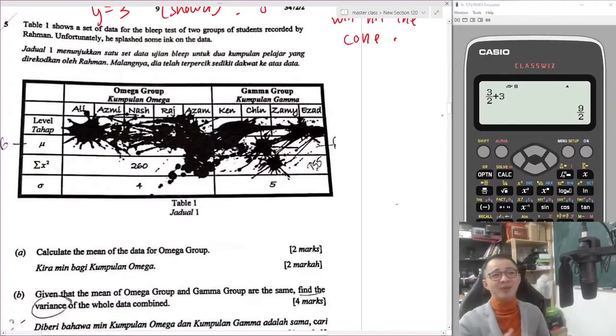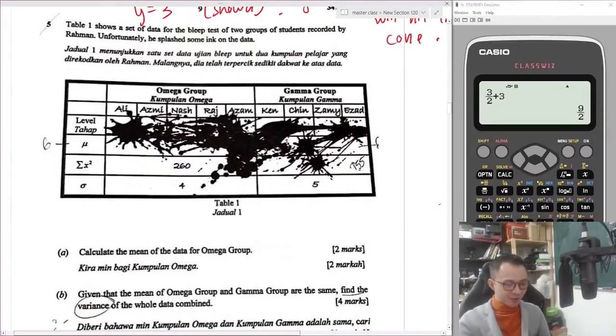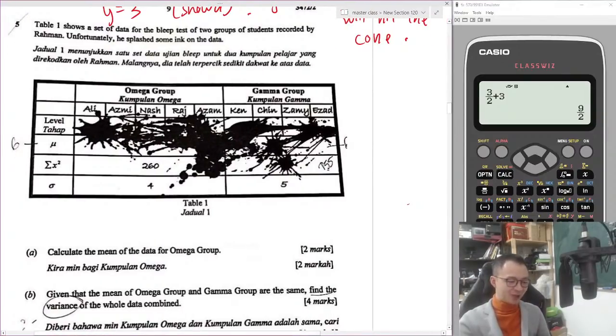Okay, this is about the combined variance, and it's quite famous recently. I see the state paper, they love to give you questions about the combined variance. So yeah, let's do it.